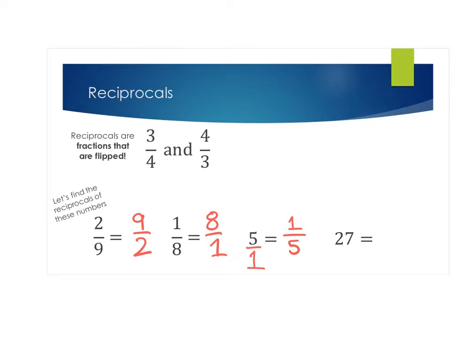How do you make 27 a fraction? Put a 1 under it. Then to find the reciprocal of this, you're going to flip it. So you'd have 1/27. Remember, you can always pause the video and rewind it if you need to.